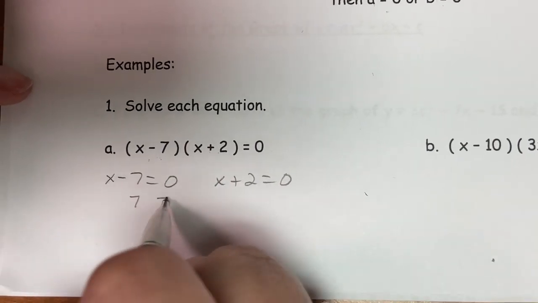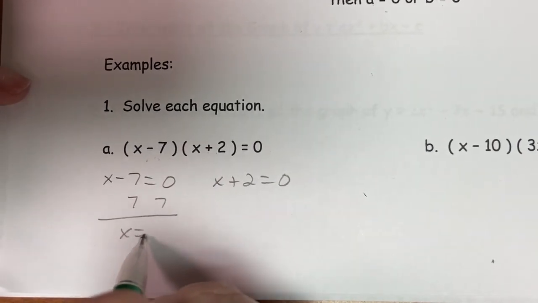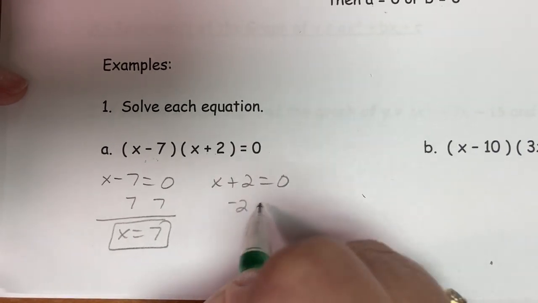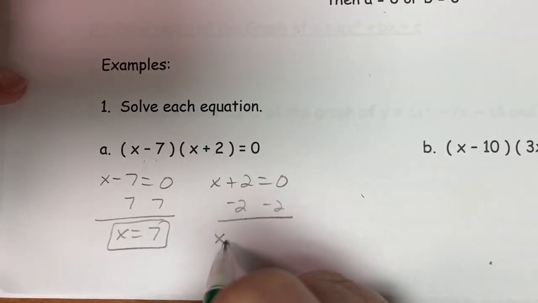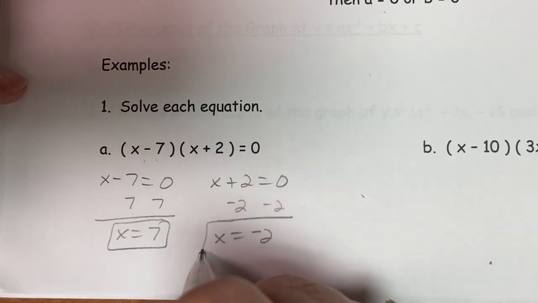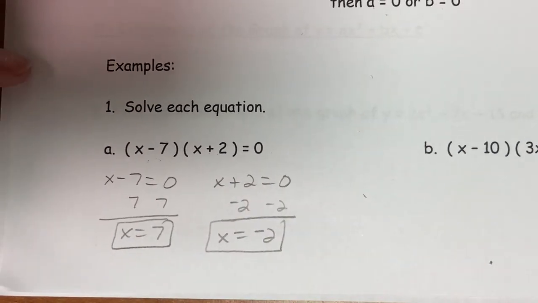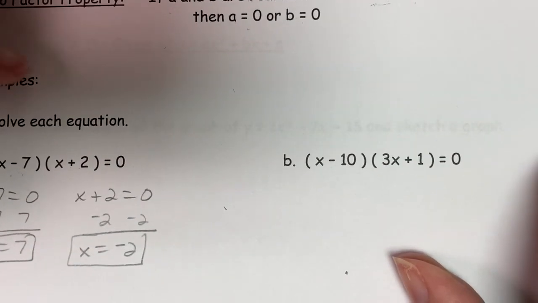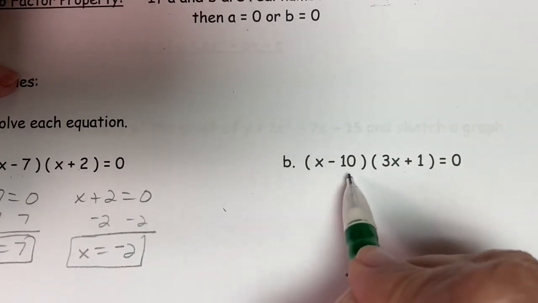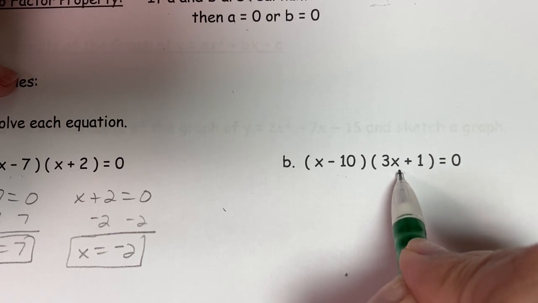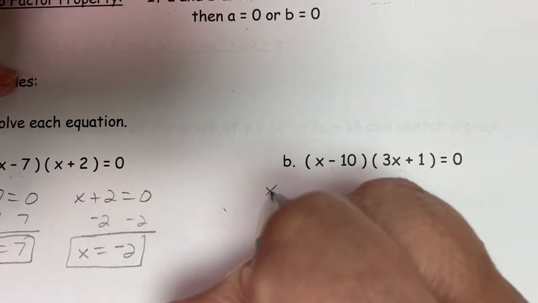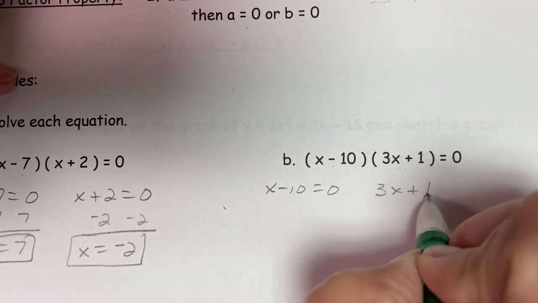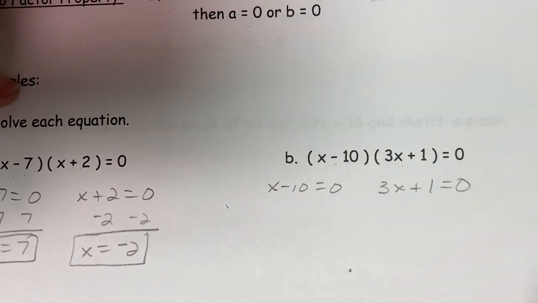So if I solve each one of these individually, one of my answers is going to be 7. And this one I would just subtract 2, and my other answer is going to be -2. And there's my two solutions. Same thing happens in B. Again, notice it's already factored for us. So once it's factored, I'm going to take each of the factors and set them equal to 0, and I'm going to solve to get my two solutions.